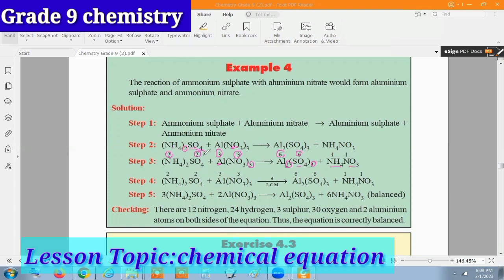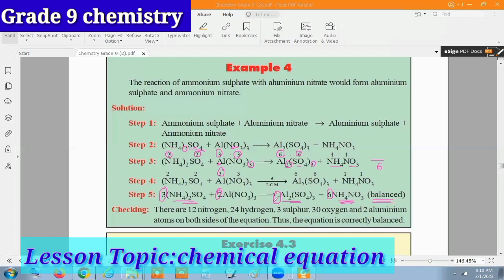Now take the LCM for 2, 3 and 6 and 1. Then 6 is the LCM. Divide 6 by 2. It becomes 3. Now use that 3 as the coefficient for ammonium sulfate. Then divide 6 by 3. It becomes 2. Now use that 2 as the coefficient for aluminum nitrate. 6 by 6 is 1. Now use that 1 as a coefficient for aluminum sulfate. But we cannot write number 1 because this formula stands for 1. Okay, 6 by 1, it becomes 6. Now use that 6 as a coefficient for ammonium nitrate.